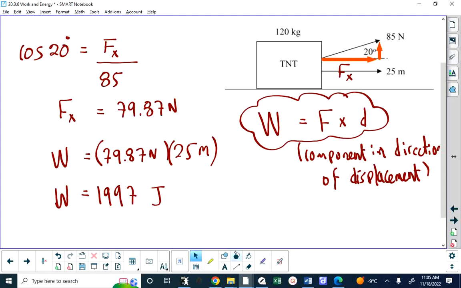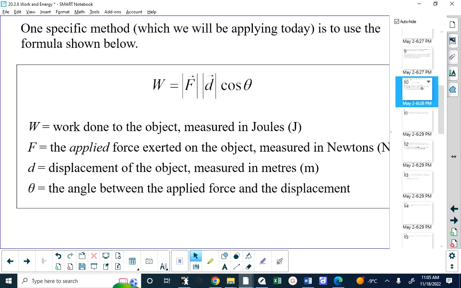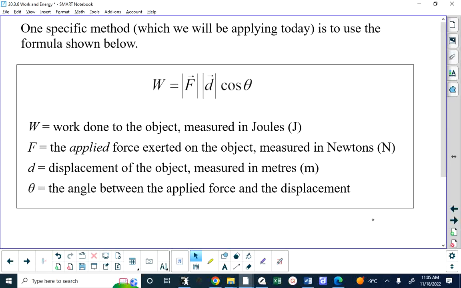The issue I have with this formula, and now I can show it to you in your notes, if we go back to the first page of this lesson, this is the formula in your notes that's the same as the formula on your formula sheet. The issue I have is I think it overly complicates things, but you need to remember theta is a specific angle. It's the angle between the force and the displacement.